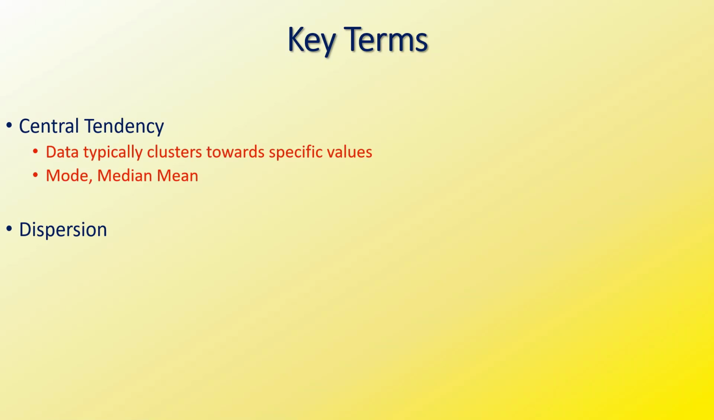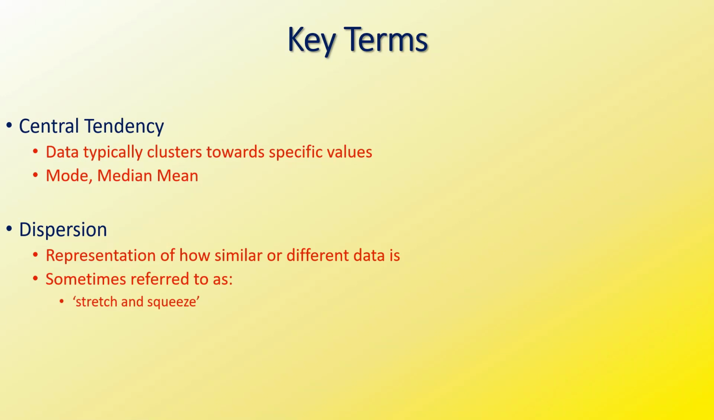Dispersion is another key term that we need to make sure we understand. This is a representation of how similar or different our data is, typically in relation to a measure of central tendency. Other terms that you may hear referred to are stretch and squeeze of the data, variation or variability, but this is not to be confused with variance, which is a statistical measure in its own right, or potentially the spread of the data.